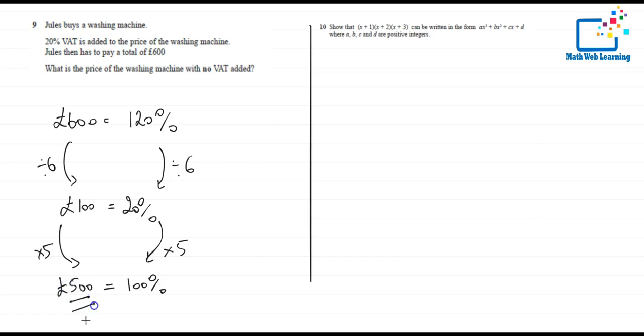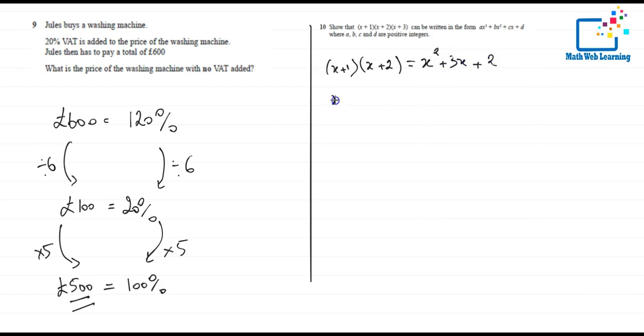Right? So that's the answer. Question number 10 is a question on binomial. So we've got 3 brackets, and we're going to do it in 2 steps. We're going to do the first 2 brackets together, and that will give me x squared plus 3x plus 2.